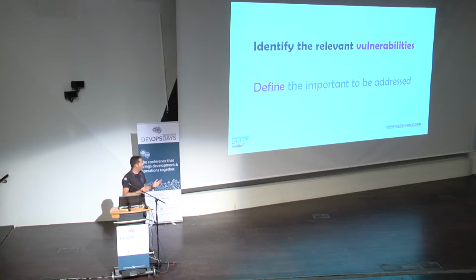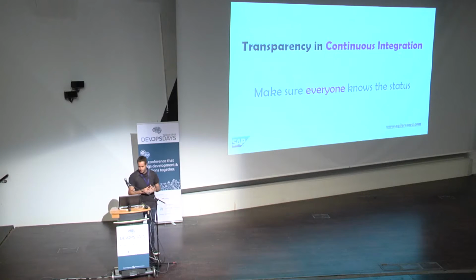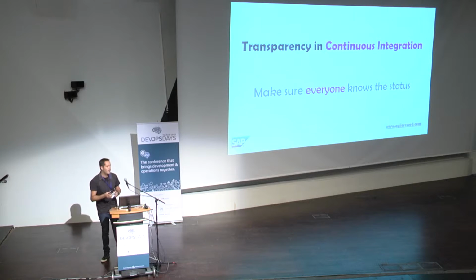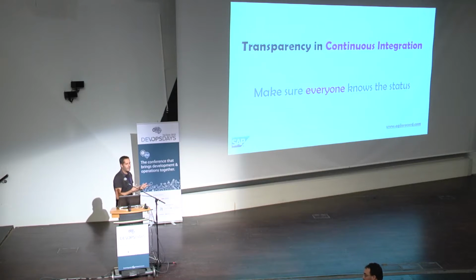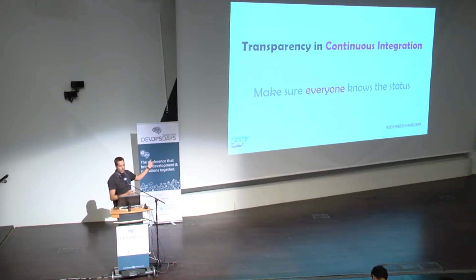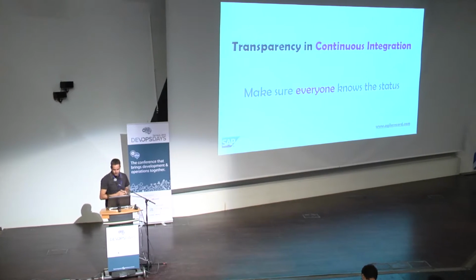The first step is that we need to identify the exact areas we want to focus on. We need to define exactly the important stuff that we want to scan. The second step is transparency in the continuous integration, meaning that if you have an email sent from the CI system, we want to put the security scans inside it, and I will show it later.